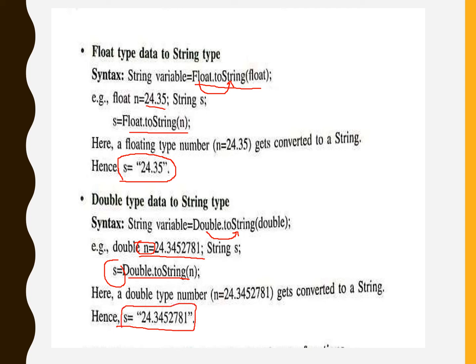So Java provides various type conversion functions: parse, valueOf, and toString. Parse and valueOf convert a string to a primitive data type, and the toString function converts a primitive data type to a string data type. All these functions are very important.